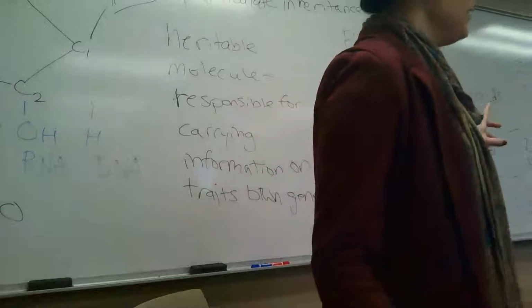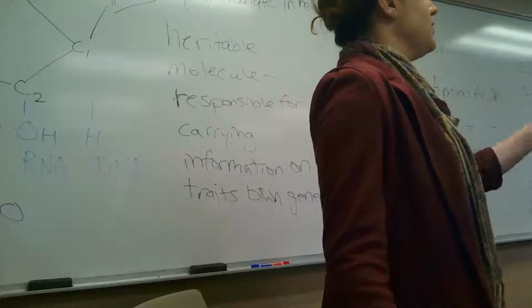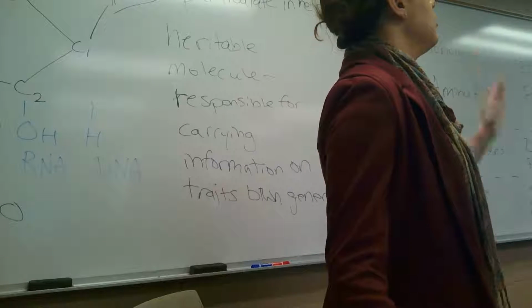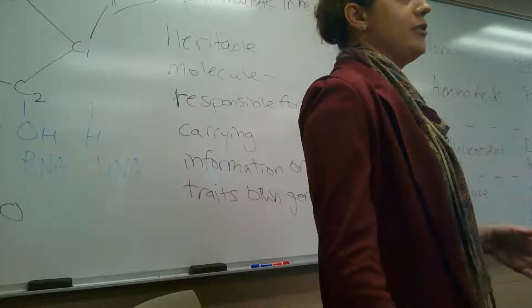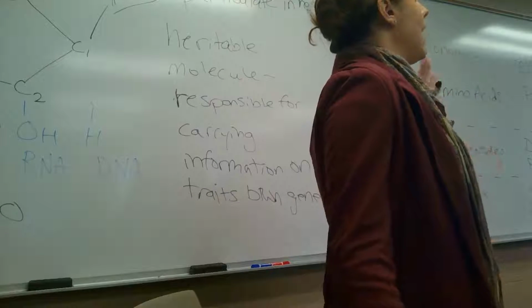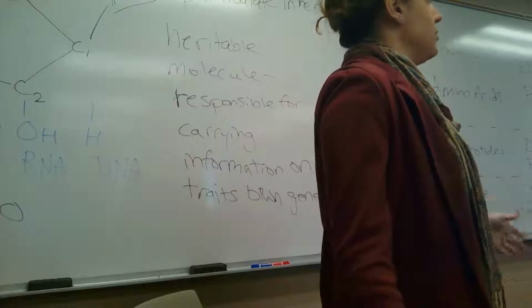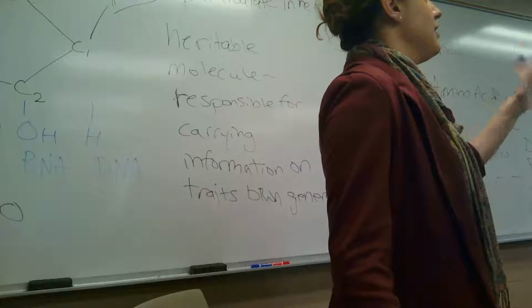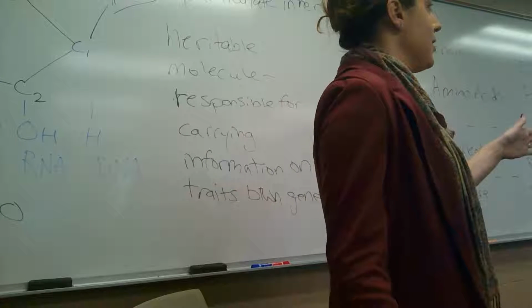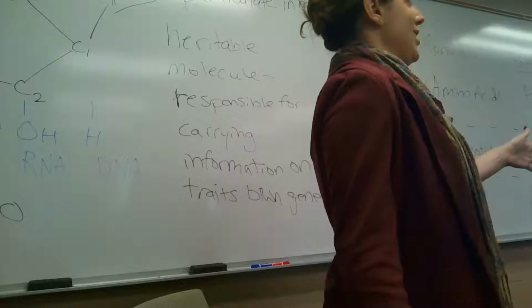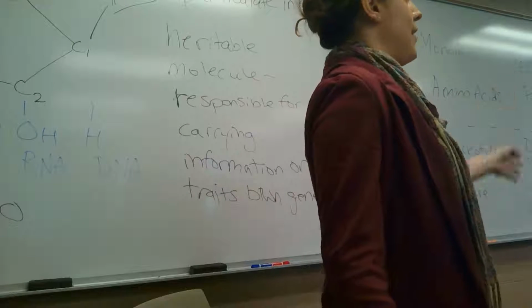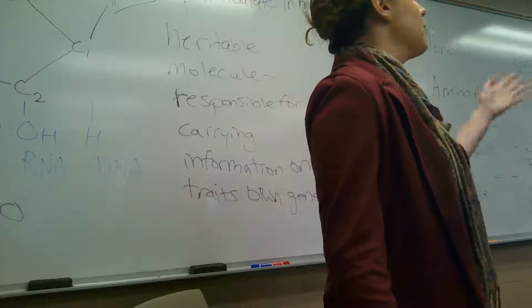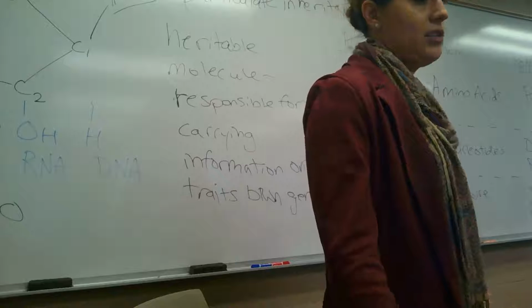So what they did was to have a bunch of different experiments where they took the different molecules from the S strain, which is pathogenic, and they added those different molecules to the R strain, which was non-pathogenic. And they did each of these in a different experiment. So in one experiment, the non-pathogenic strain got RNA from the pathogenic strain. And in another experiment, the non-pathogenic strain got protein from the pathogenic strain.